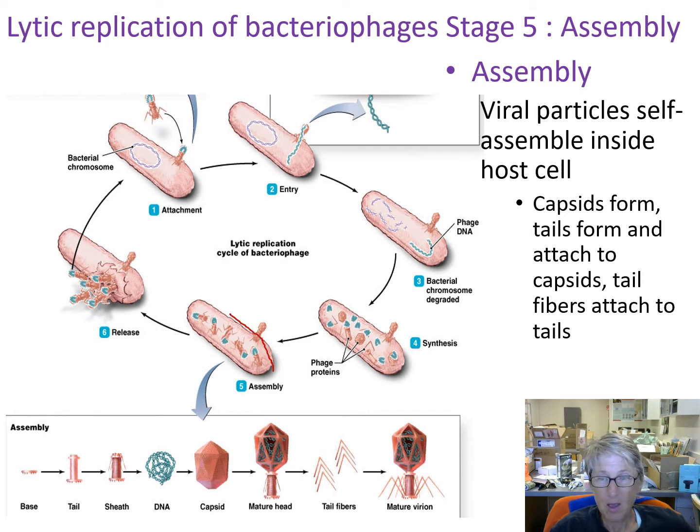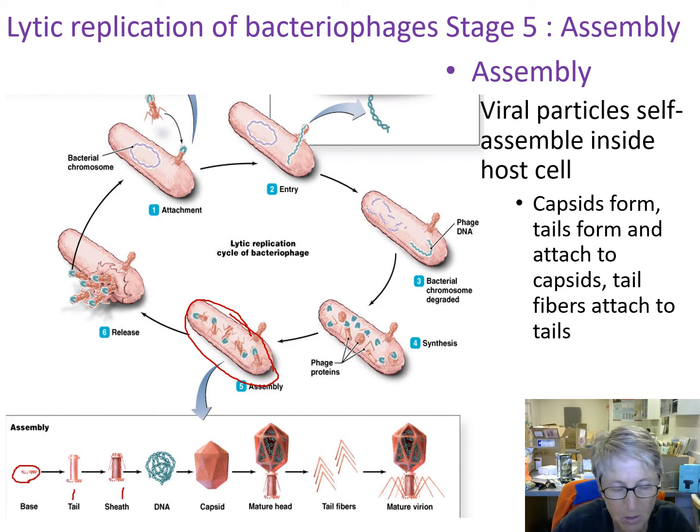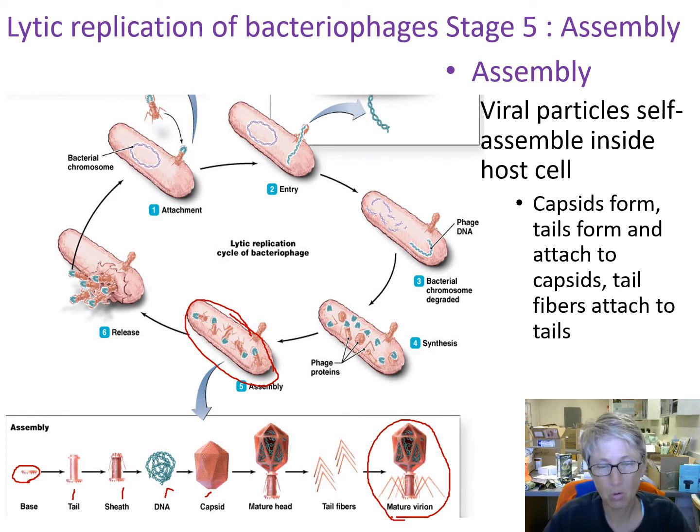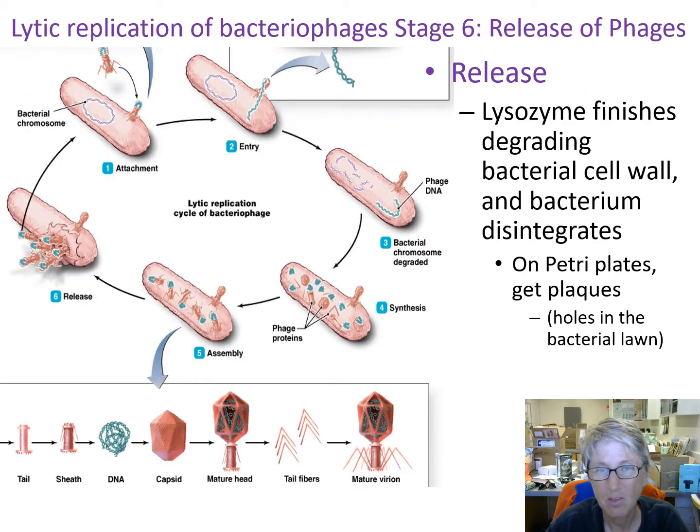So they call it self-assembly because I think they don't really understand all the mechanisms. So they just say all these pieces of the virus, so the base, the tail, the sheath, the DNA, the capsid, the head, the tail fibers, all are assembled into this mature virion. And then the virion will be released in the next step.